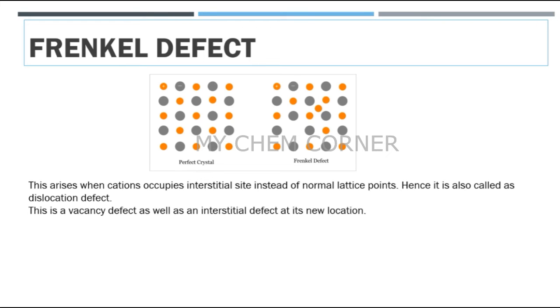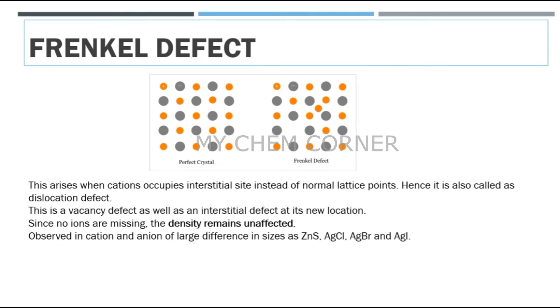Now in this case, when you compare, is this particular cation that was here moving out of the crystal? No, it is in the same crystal itself. So no ions are missing. They are only getting reshuffled, right? It's just moving to an interstitial site. So in this case, the density remains unaffected. Okay, the density is unaffected in this case.